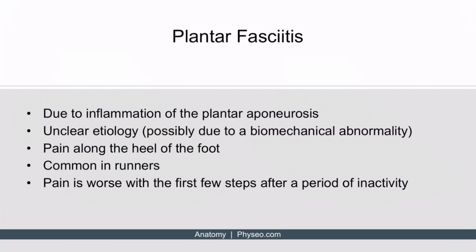We'll finish this video by discussing plantar fasciitis. This is a disorder characterized by inflammation of the plantar aponeurosis. The etiology is unclear, but it's thought to be due to a biomechanical abnormality. It presents with pain along the heel of the foot. It's common in runners, and the pain is worse with the first few steps after a period of inactivity.